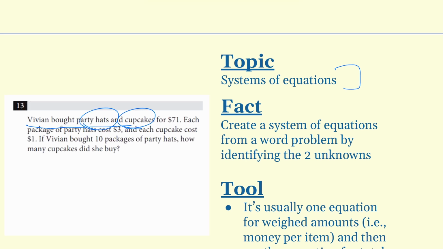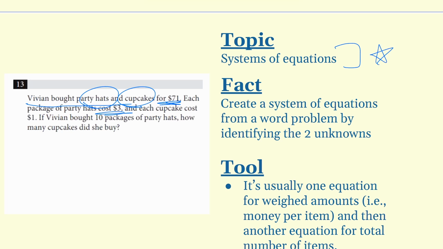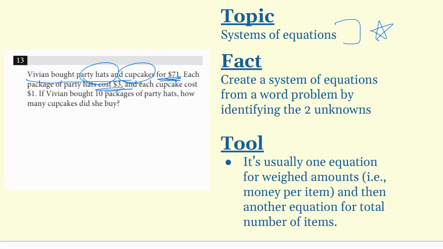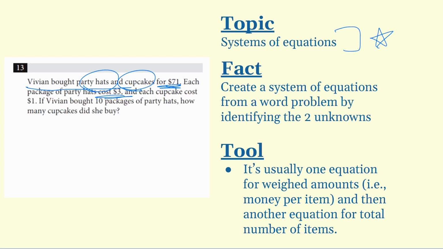Whenever you see that, you see that we're totaling things, especially things that maybe cost something different or are weighed a different way, then we know that we are dealing with a system. And so I would say the topic in this one is the key, even just recognizing that it is a systems of equations problem. In fact, we have to know how to create a system from a word problem when we have those two unknowns. That's not easy to do. So we want to start here.